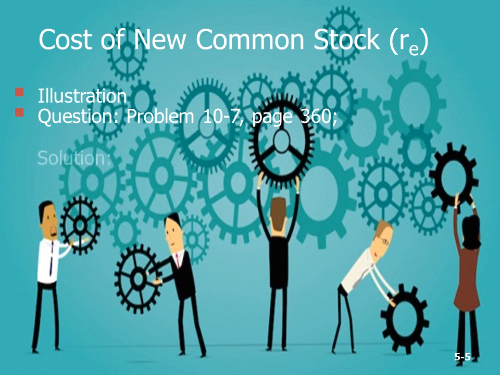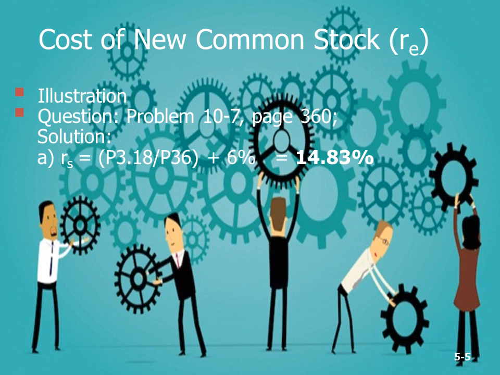Done. Okay. For 10-7, you're given the expected dividend of 3.18, a growth rate of 6%, and the stock price is currently selling at 36. The new thing about this one is that you're given the net price per share of 32.4. First question, what's the cost of retained earnings? Solution: 3.18 divided by 36 plus 6%, 14.83.